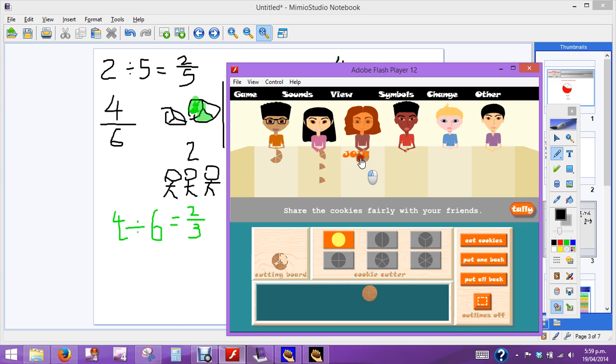I hope you're following this. I'm doing it the hard way. 1, 2, 3. Oops, I've cut it into thirds. So let's put 1 back. Cookie gets divided into 6 pieces, and they get 4/6, which I'm proposing to you is 2/3 of 1.